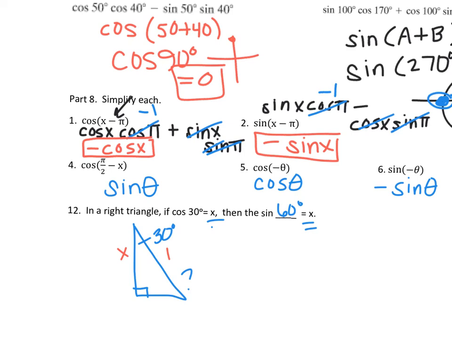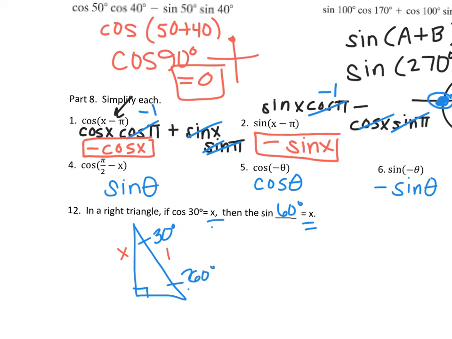So the sine of what angle is x? Well, the only other way to get x with a sine, remember sine is opposite over hypotenuse, is to go x divided by 1, and it's got to be from this angle. Well, this angle in a right triangle must be a 60-degree angle. So that's how I get 60.